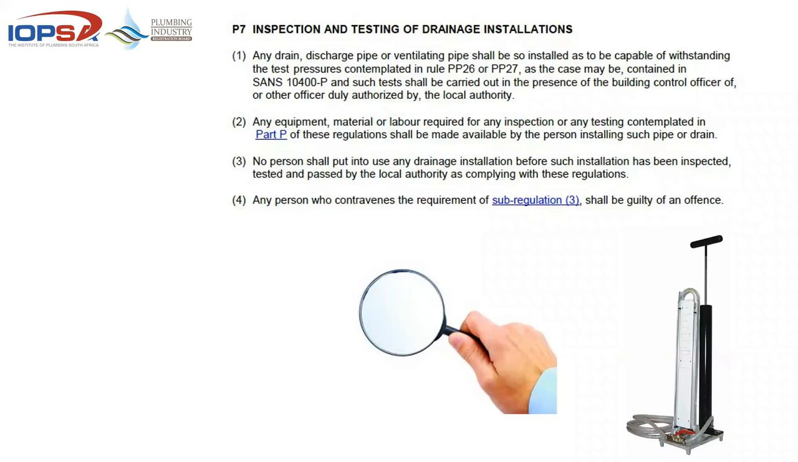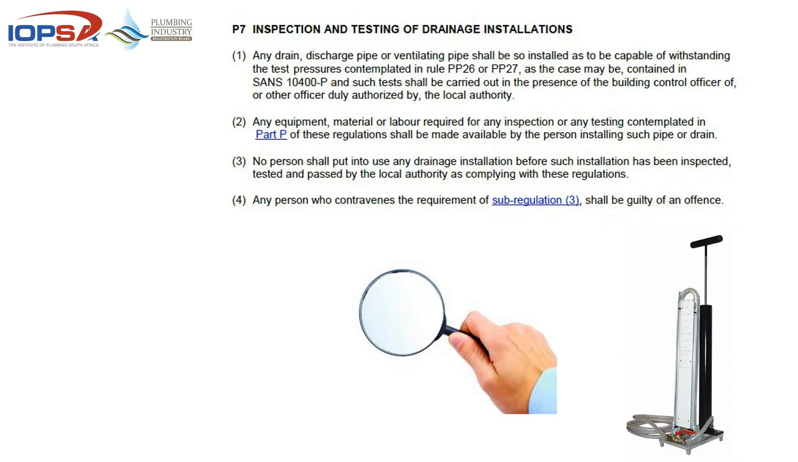Any equipment, material or labor required for that inspection or that testing contemplated in Part P of these regulations shall be made available by the person installing such a pipe or drain. So not all auditors and municipal inspectors are kind enough to bring their own tools. So the requirement is that the person installing the drain, requiring the test to be done, shall provide all the necessary tools. No person shall put into use any drainage installation before such an installation has been inspected, tested, and passed by the local authority as complying with these regulations.